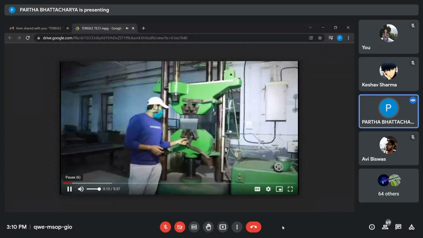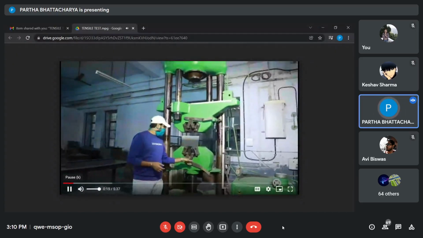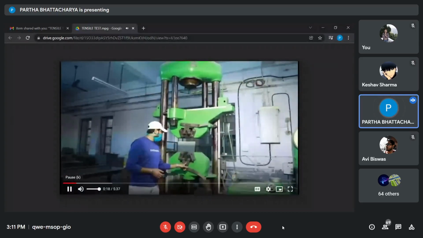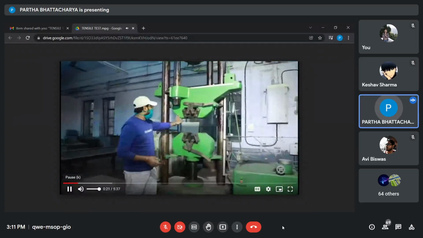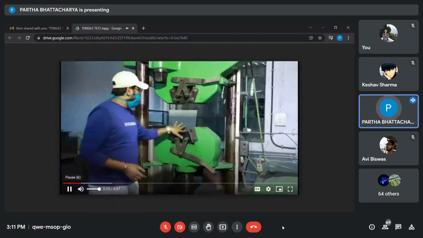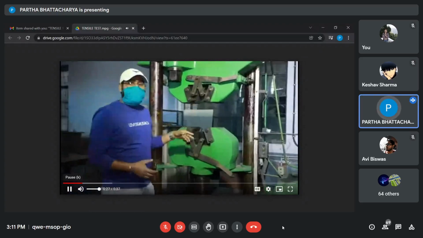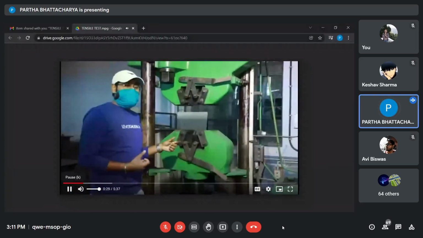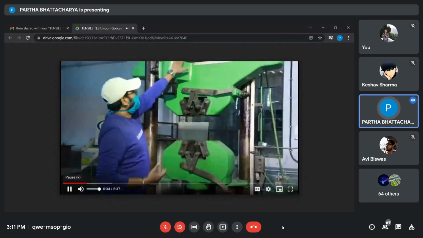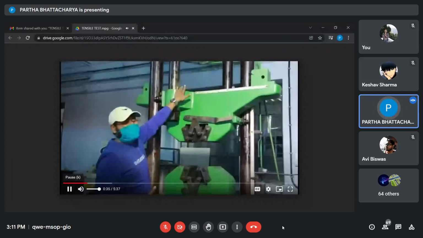Different types of tests we can do here, so that's why it is called a universal testing machine. You can see this is the lower jaw and this is the upper jaw. This portion is used for tensile testing. This is the lower jaw, this is the upper jaw, where the tensile reinforcement is gripped. And this is the upper part where the compressive testing is done.